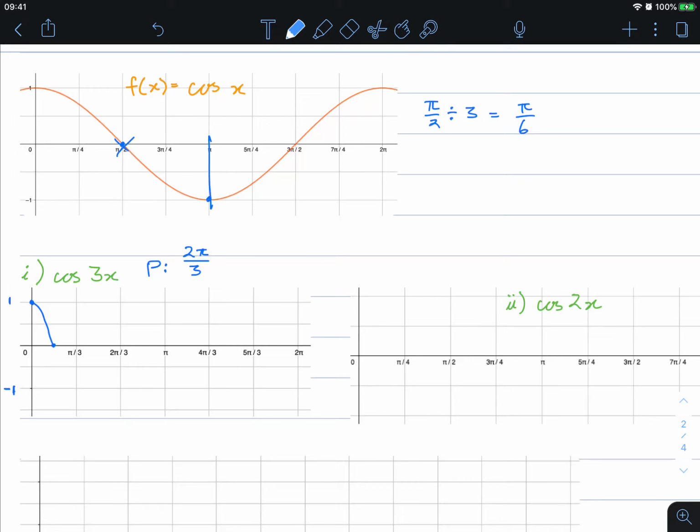Let's look at this point here. This point is at pi, sorry. So its lowest point is at pi. Because of this dilation, we're going to divide by 3. So pi divided by 3, well, that's just pi on 3. So this lowest point is now going to be at pi on 3. There we go. This point here is 3 pi on 2, and we're going to divide that by 3.